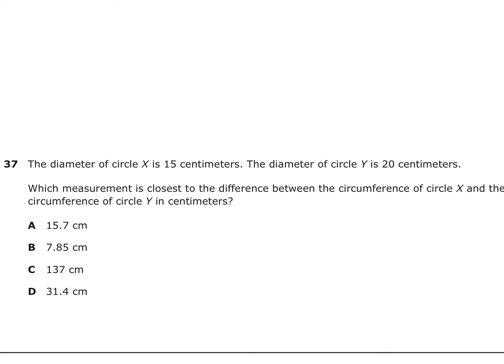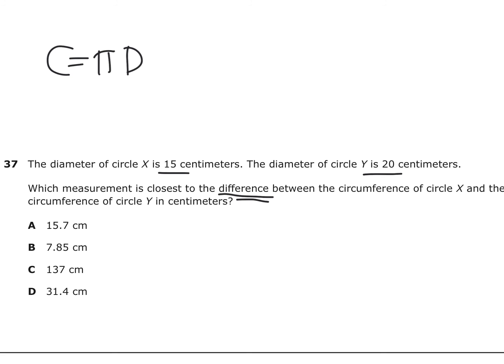Number 37, the diameter of circle X is 15 centimeters, and the diameter for circle Y is 20 centimeters. Which measurement is closest to the difference between the circumference of X and the circumference of Y? So if we want to find the difference, we have to subtract. So remember that circumference is equal to pi times the diameter. And since the diameters are given, we can multiply pi times the diameter for each one.